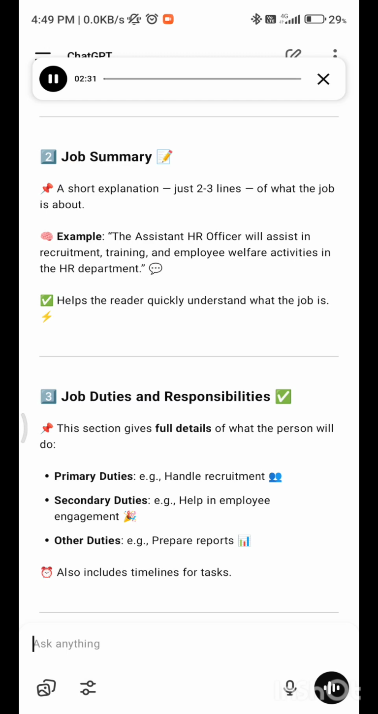3. Job duties and responsibilities. This section gives full details of what the person will do. Primary duties, e.g. handle recruitment. Secondary duties, e.g. help in employee engagement. Other duties, e.g. prepare reports. Also includes timelines for tasks.